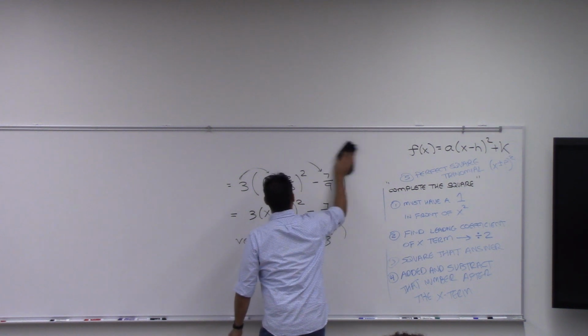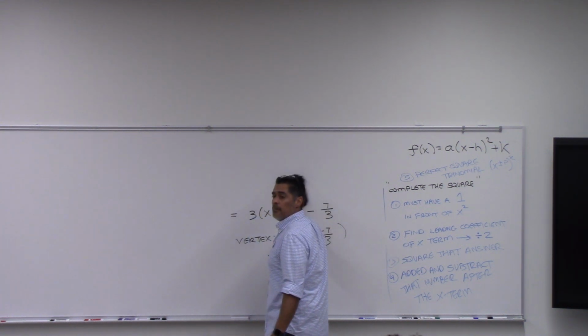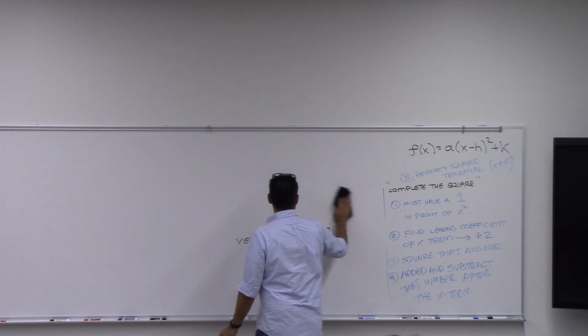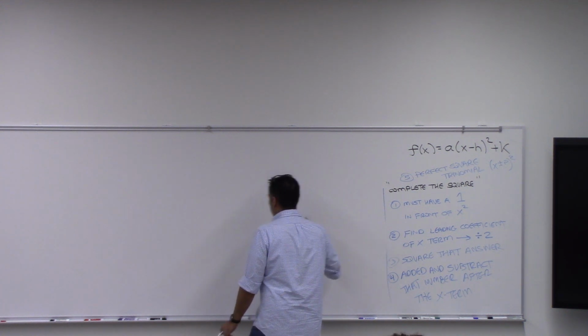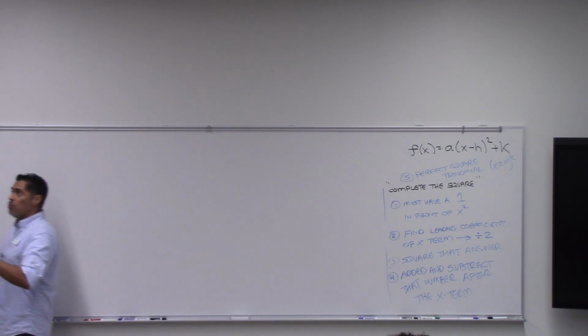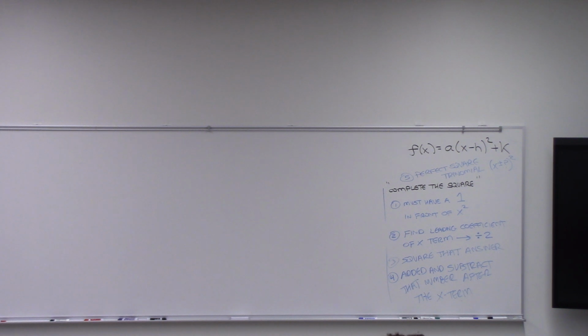So is this a foolproof way of finding the vertex? Yeah, I mean, if you do all of that correctly, then you should be able to identify the vertex. Absolutely.